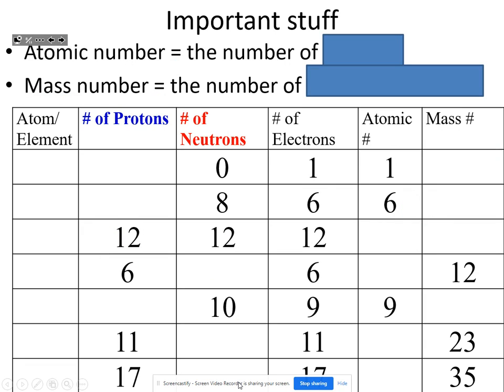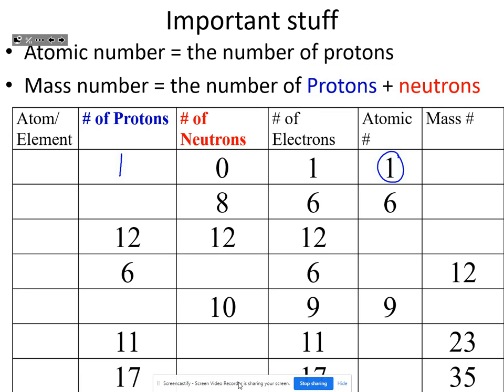So we can use this chart. We're going to have these keys at the top. The atomic number is the number of protons. So if the atomic number is 1, the number of protons is 1, because they're the same thing. Now, the next thing we need is the mass number. The mass number is the protons plus the neutrons. So, protons, neutrons, 1 plus 0 is 1.